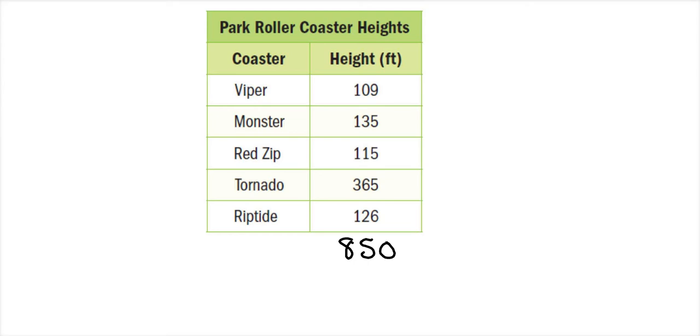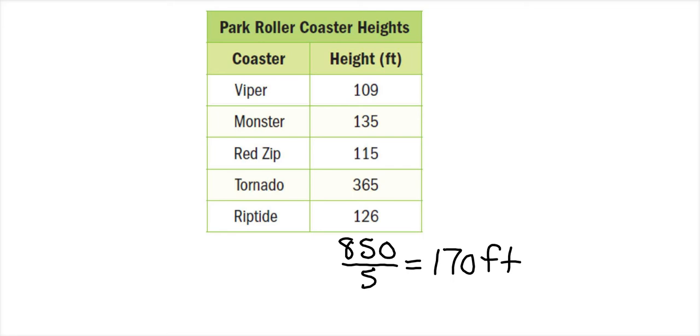Okay, let's divide that by how many there are. So divide that by 5. And I come out to 170 feet, so they're not lying. So they're saying that the average height of the roller coasters is 170 feet. So why is this misleading then? Are most of the roller coasters 170 feet? Because I don't see it.